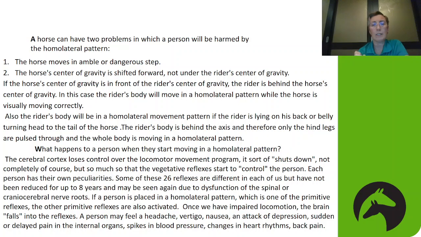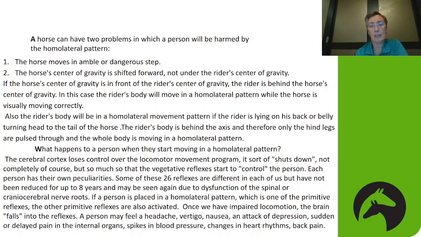If a person is placed in a homolateral pattern, which is one of the primitive reflexes, the other primitive reflexes are also activated. Because homolateral pattern is our reflex that must be reduced about 8-9 months of our age. If we put our body in this reflex, other reflexes of the mid-brain will also activate.